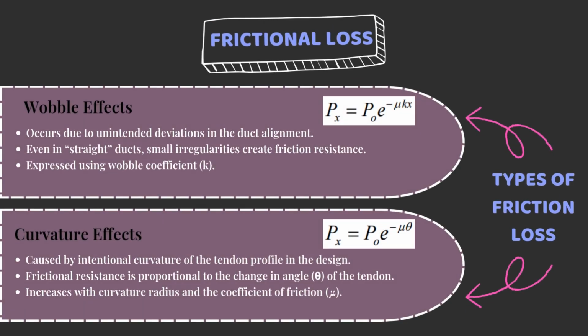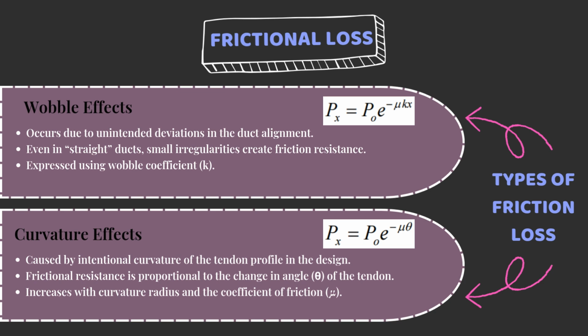There are two main sources of this frictional loss. The first one is the wobble effect, which is caused by unintentional deviation in the alignment of the duct. Even in a straight duct, small irregularities during construction can cause angular displacement that creates resistance. This effect is represented by the wobble coefficient denoted by K.